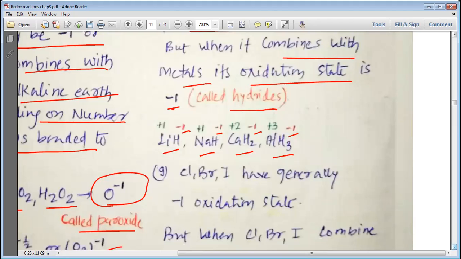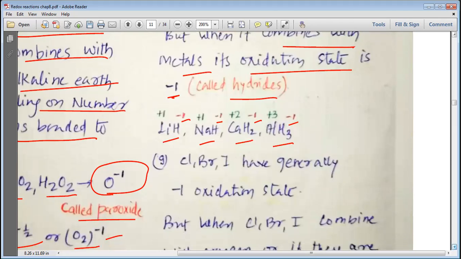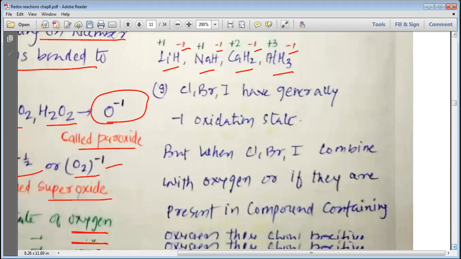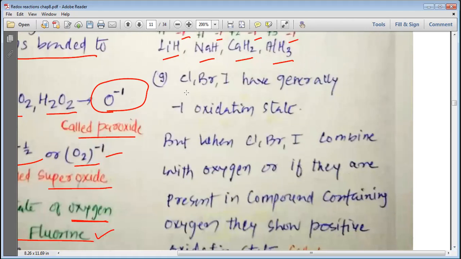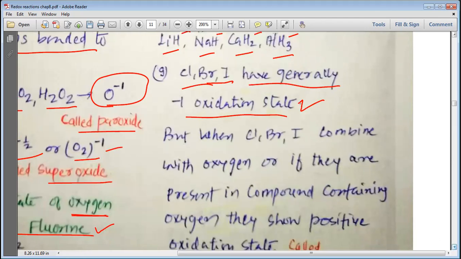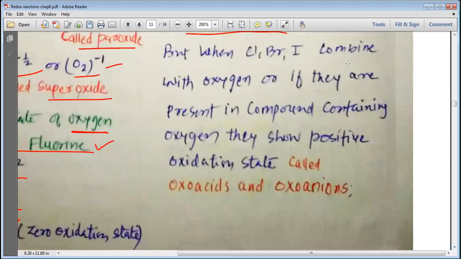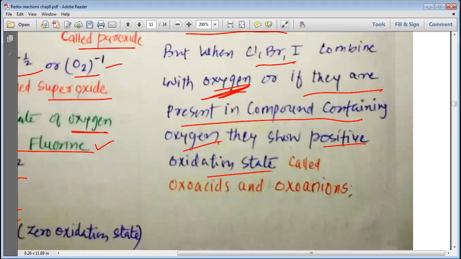Sometimes the oxidation state of hydrogen can also be negative when it combines with carbon. Please remember this sentence. Then, my dear students, chlorine, bromine and iodine have generally the -1 oxidation state. But when chlorine, bromine or iodine combine with oxygen, or if they are present in a compound containing oxygen, they show positive oxidation state.